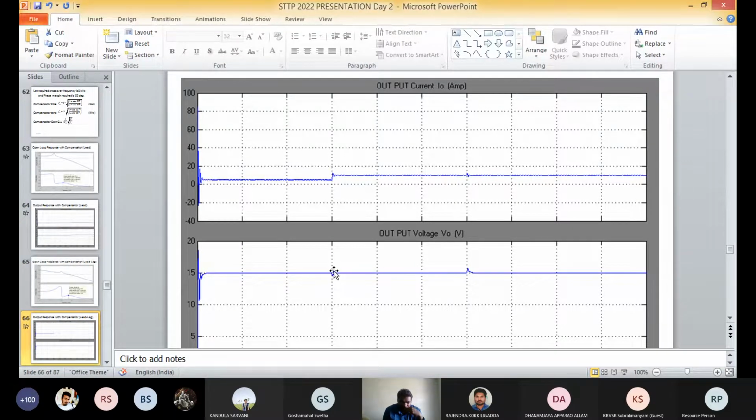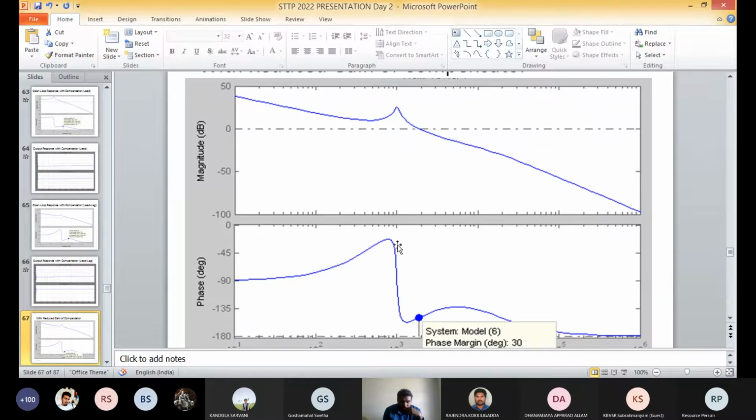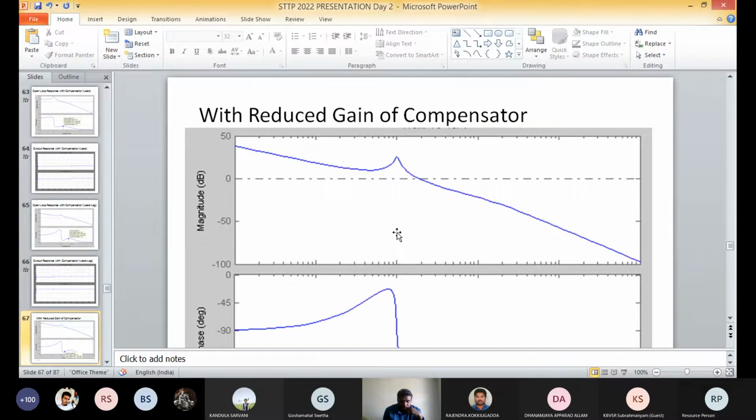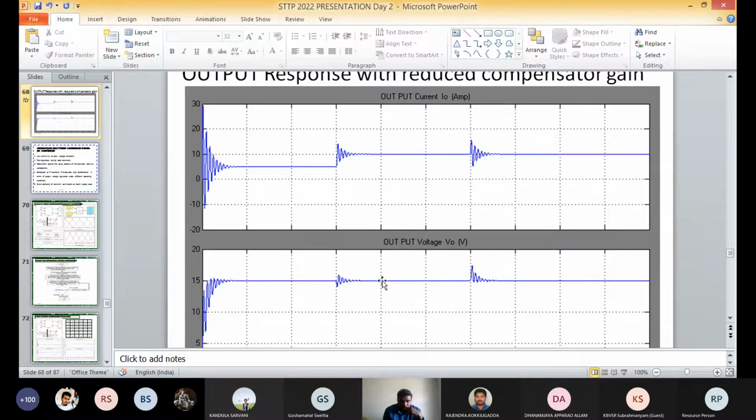Here there is no change in the output voltage even though you are giving the disturbance at the source side and load side. That means this is the desired output. Whatever the condition may be, you are expecting 15 volts from the converter, and you are getting 15 volts here. Previously without the controller we were not getting this. After designing the controller we get this, but again we need to fine tune by changing some of the gain, and with reduced gain we get the desired output response like this.